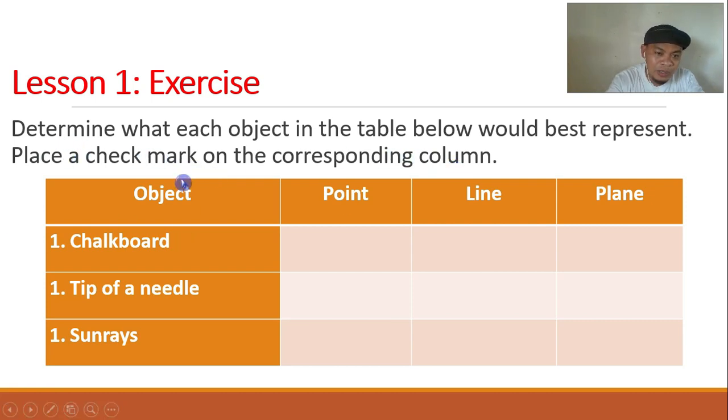So, our objects in the first column, we have here chalkboard, tip of a needle, sun rays. So, we have 3 columns here: point, line, plane. So, ang ating gagawin ay check lang po natin kung saan po to siya nabibilang. Okay, so first object, chalkboard. Is this a point, line, or plane? Chalkboard, flat surface. So, this is a plane.